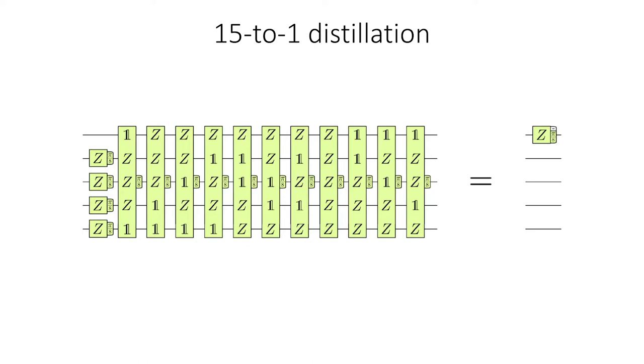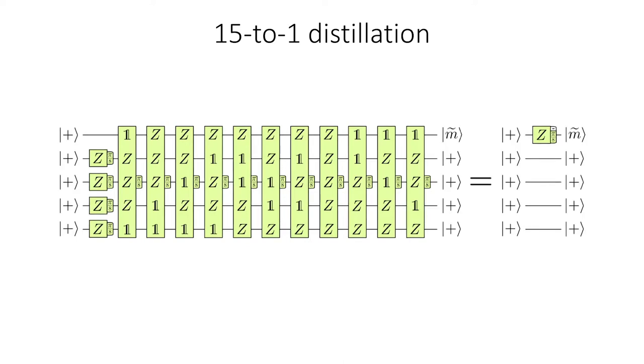equality, which tells you that these 15 pi over 8 rotations are equivalent to just doing 1 pi over 8 rotation. So if you feed 5 plus states into the circuit, what it should produce is 1 magic state, well, up to a Clifford correction, but that doesn't matter, and 4 plus states. But because you use 15 pi over 8 rotations, and all of these pi over 8 rotations act non-trivially on these 4 qubits, you can use them to check for errors.